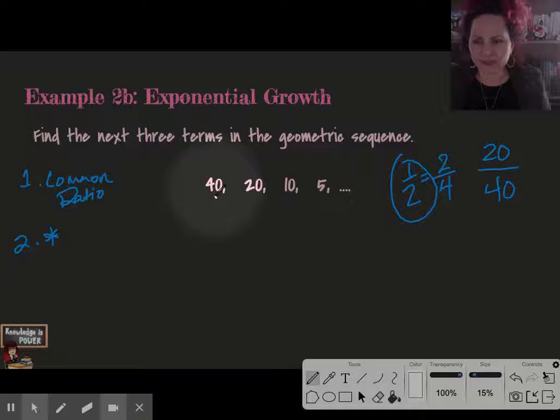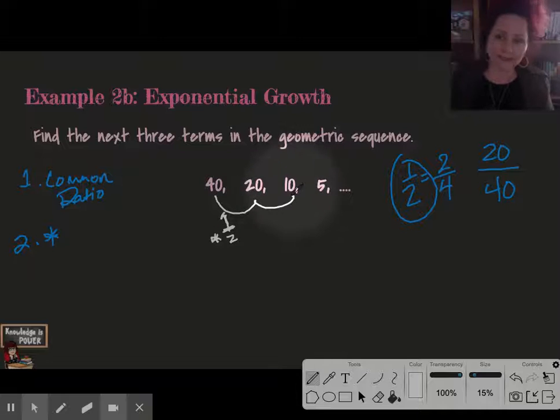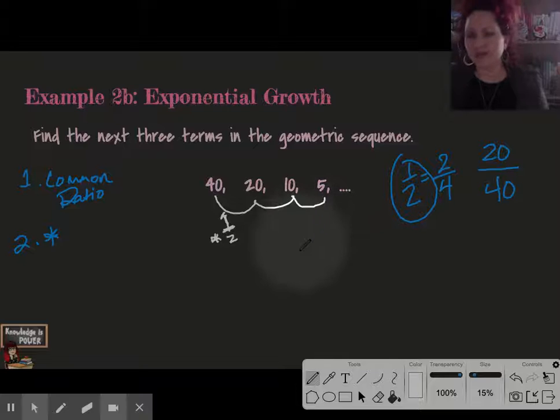Let's see if this works. What is half of 40? 20. Awesome. So we are multiplying by 1/2. I know that looks like a plus. Okay, I'm going to go ahead and try and make it look like 1/2. And then again, what's half of 20? 10. Half of 10? 5. Awesome. Okay, so the next 3 terms are going to be, and you could do it in fractions. I'm going to do it in decimals this time just because I feel like being difficult.